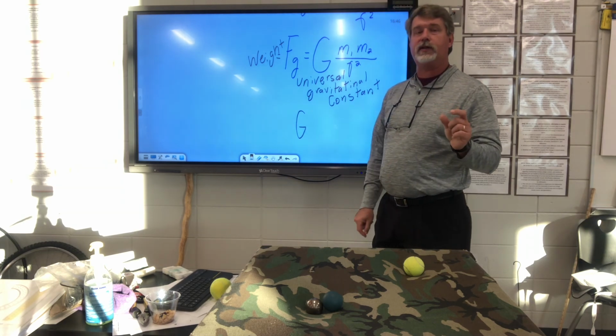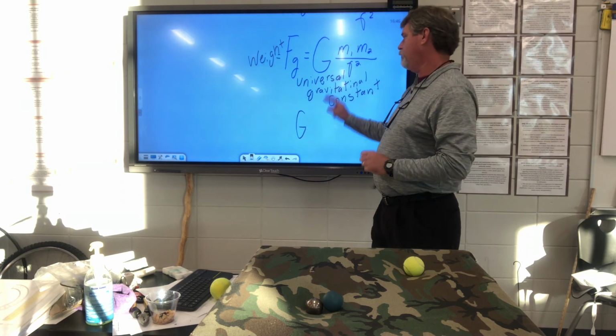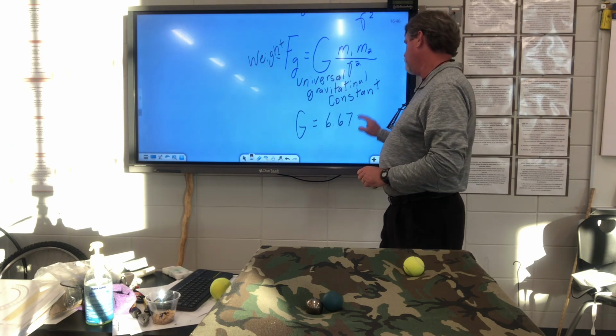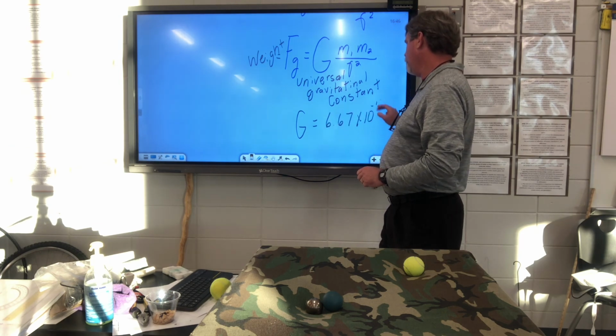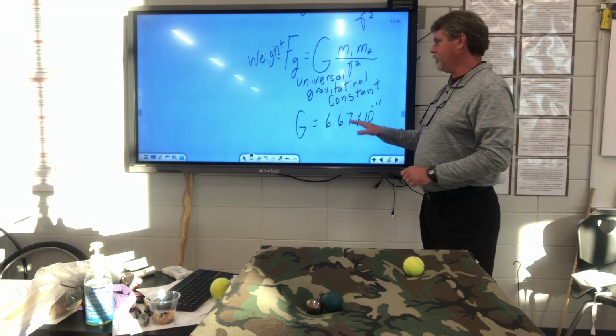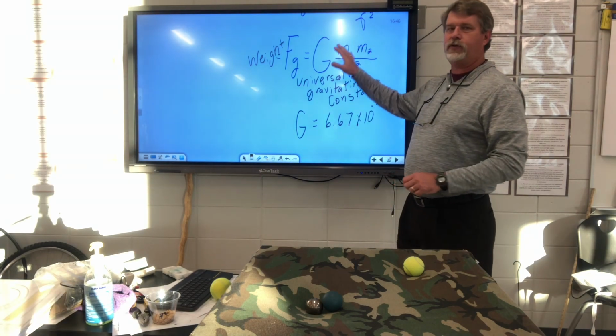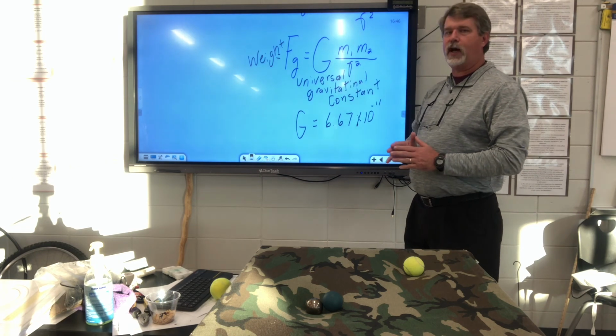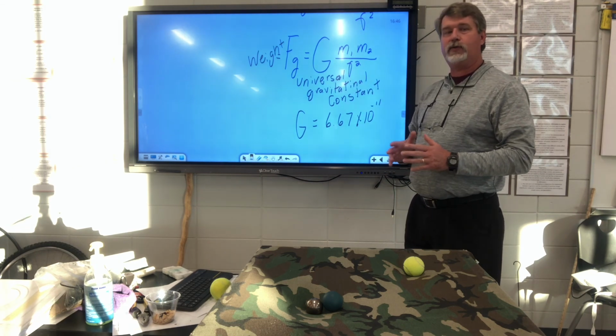So the last thing is the universal gravitational constant, big G, not little g. Little g is the acceleration due to gravity. Big G's universal gravitational constant, it is 6.67 times 10 to the negative 11. This is the number that makes this relationship an equality. So you should be able to use this equation to solve for the force of gravity between any 2 objects.